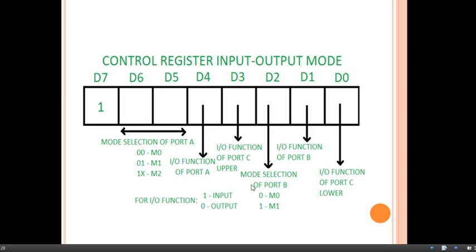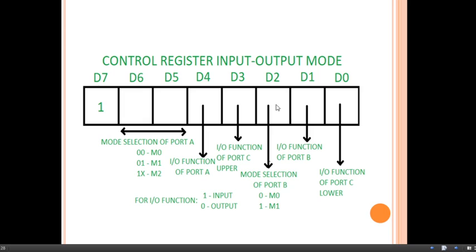So here it is for port C upper input output function. If this D3 bit is equal to 1, port C upper is acting as input, and if it is 0, it will act as output. Port C upper consists of PC4 to PC7. These upper 4 pins of port C are called port C upper.